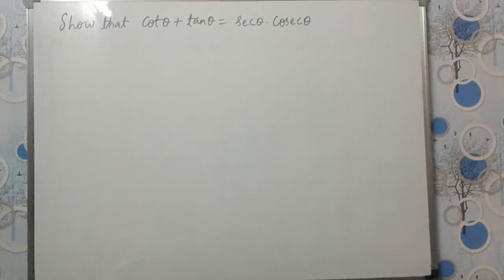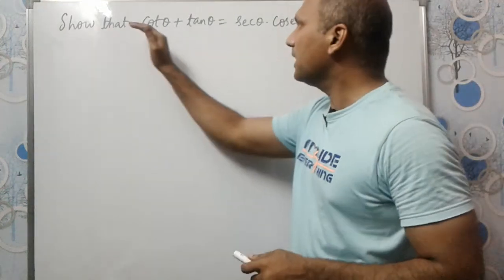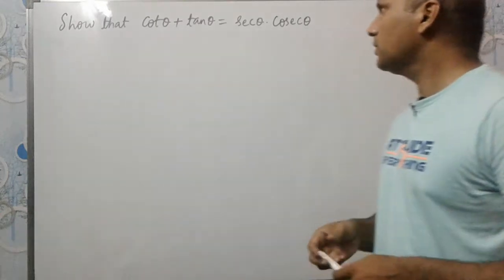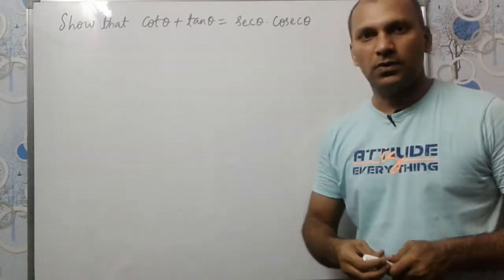Hi students, in this video we will solve this problem. Show that cot theta plus tan theta is equal to secant theta multiplied by cosecant theta.